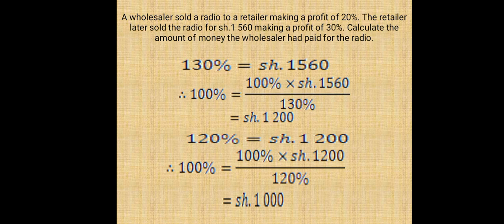Now this 1,200 shillings represents 120% to the wholesaler. The wholesaler, by selling at 1,200, made a profit of 20%. So it represents 120% to the wholesaler. Now what is 100% to the wholesaler? 100% to the wholesaler is 1,000. So the wholesaler bought that radio at 1,000 shillings.